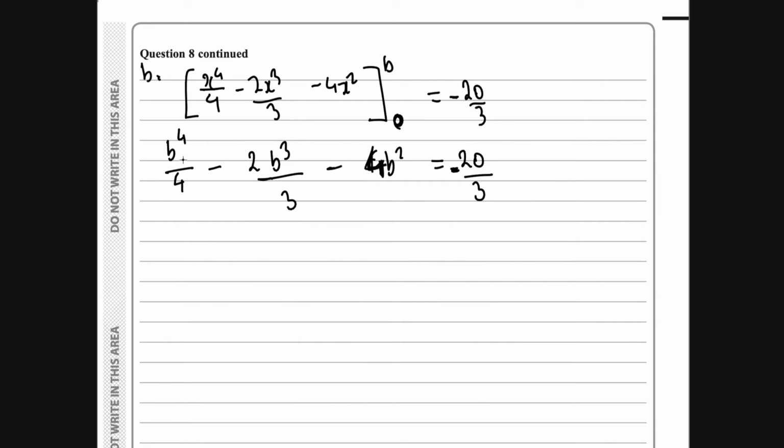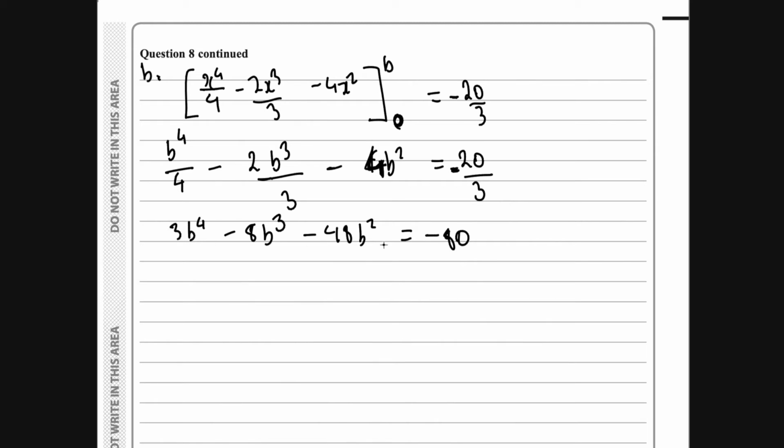I'm going to be multiplying all of these terms by a number that has 4 and 3 as factors, and that's going to be 12. So I'm going to be multiplying this by 12, that by 12, that by 12, and that by 12. And what I should get is 3b to the power of 4 minus 8b cubed minus 48, since 12 times minus 4 is minus 48, b squared equals, and if I multiply this by 12, I'd get minus 80.